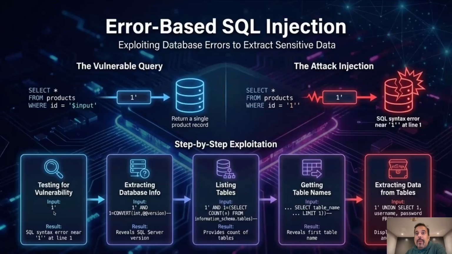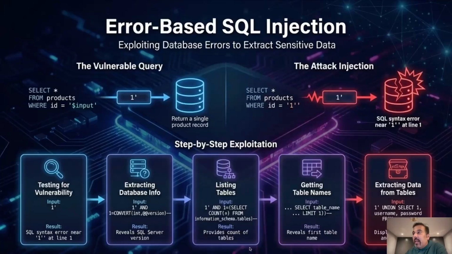First, they test the vulnerability by inputting 1 star, which gives the SQL error. Second, extracting the database information and converting this string reveals the SQL version you are using. The third one is listing tables: 1 star and then count from information schema tables, which provides the count of all the tables. Then getting the table names, like select table name, and then adding the information gives you the first table name.